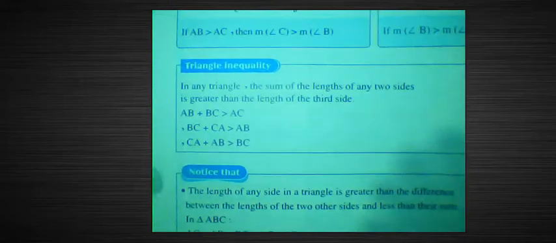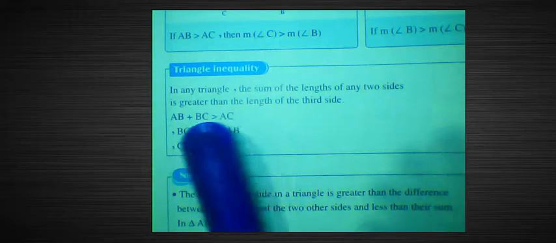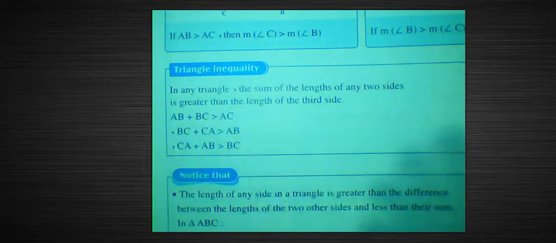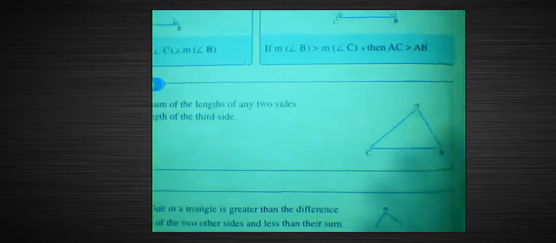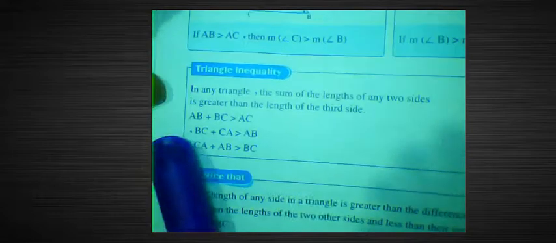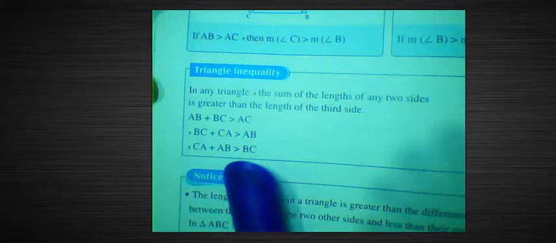تعالوا نشوف برضو triangle inequality. In any triangle the sum of the lengths of any two sides is greater than the length of the third side. لازم يا ولاد لو عملت summation between any two sides in triangle لازم يكون more than the third. يعني مثلا لو قلت AB plus BC تبقى more than AC. لو قلت BC plus CA more than AB. ولو قلت CA أخدتها مع AB يبقى more than BC.